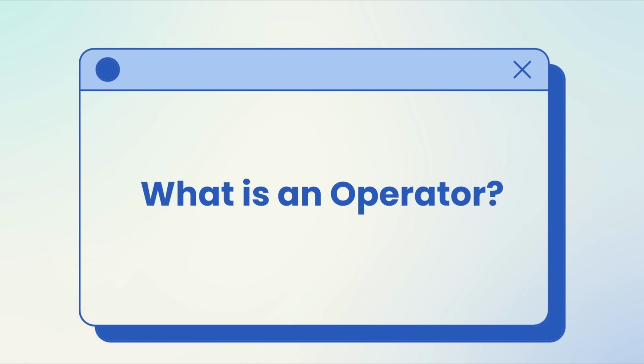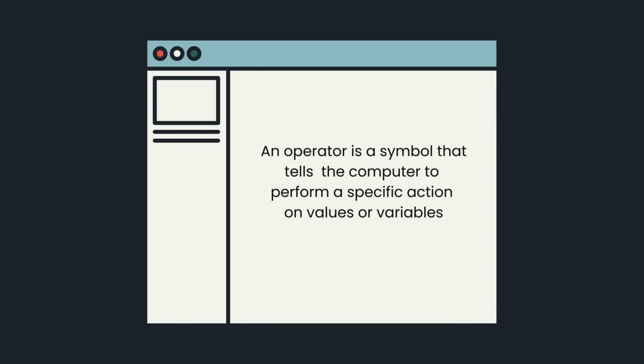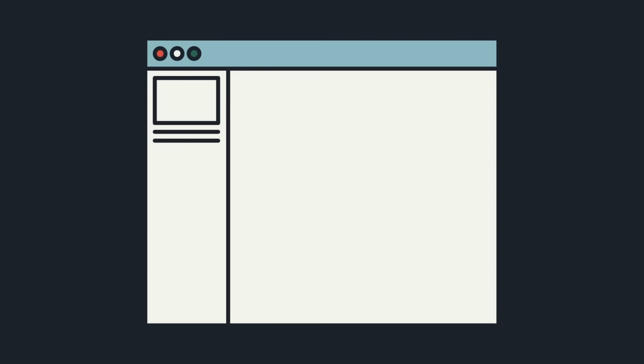In this lesson, we'll give you a general idea of what operators are. You don't have to understand everything just yet, because we will discuss all of these operators in separate lessons. Let's start with the question, what is an operator? An operator is a symbol that tells the computer to perform a specific action on values or variables. This action could be anything like adding, subtracting, or comparing values. Then the operator will return a new result.